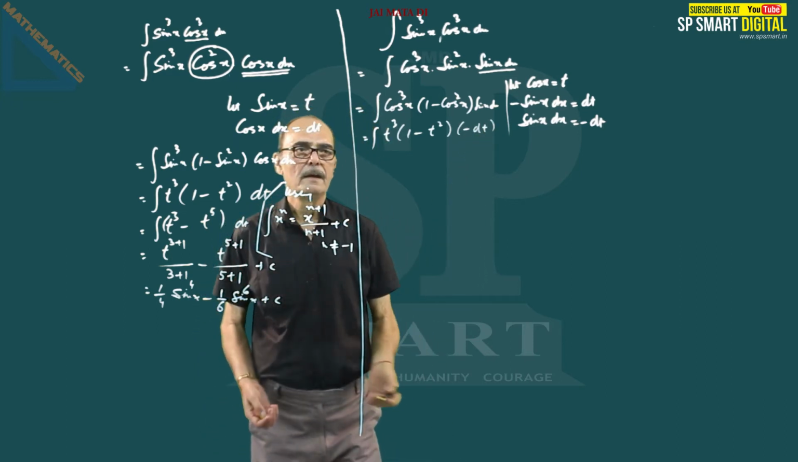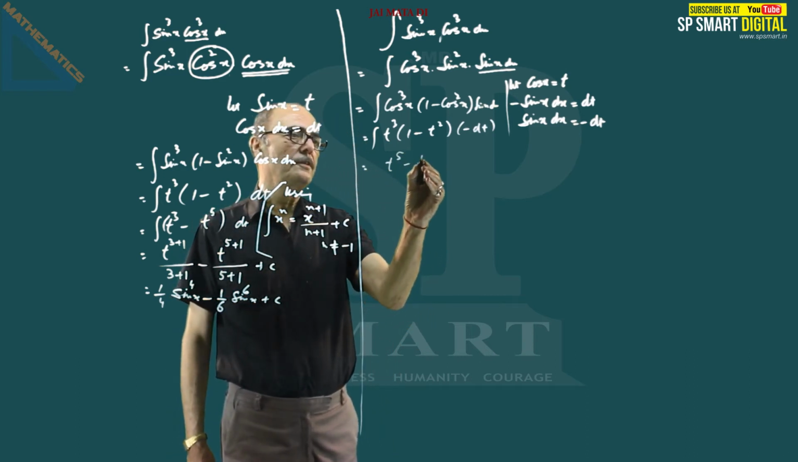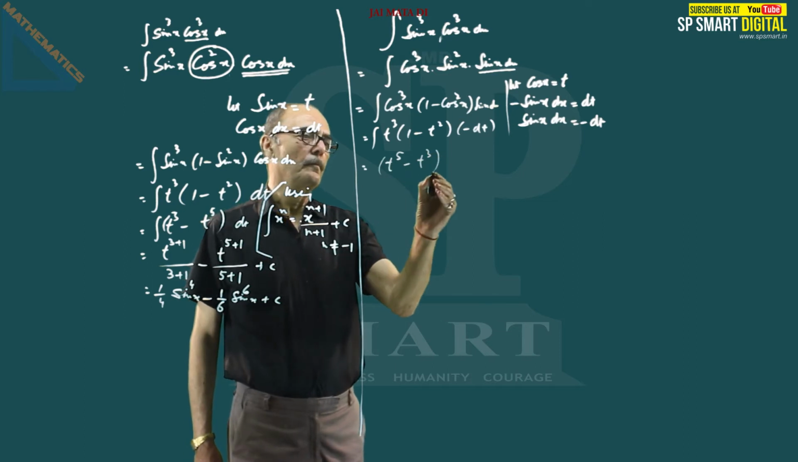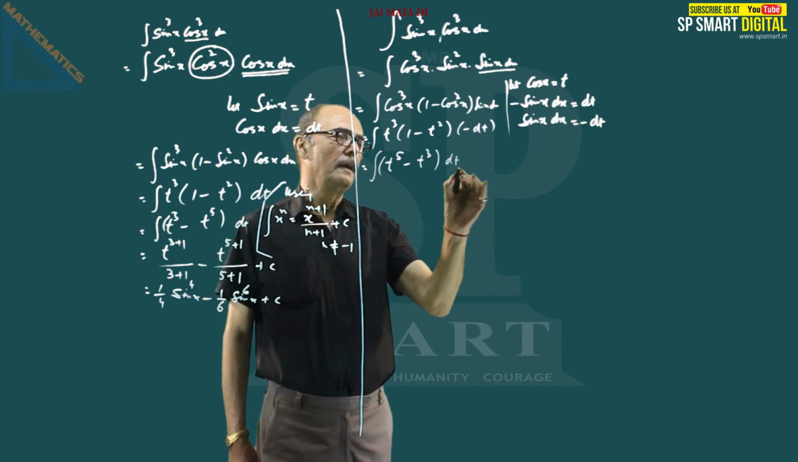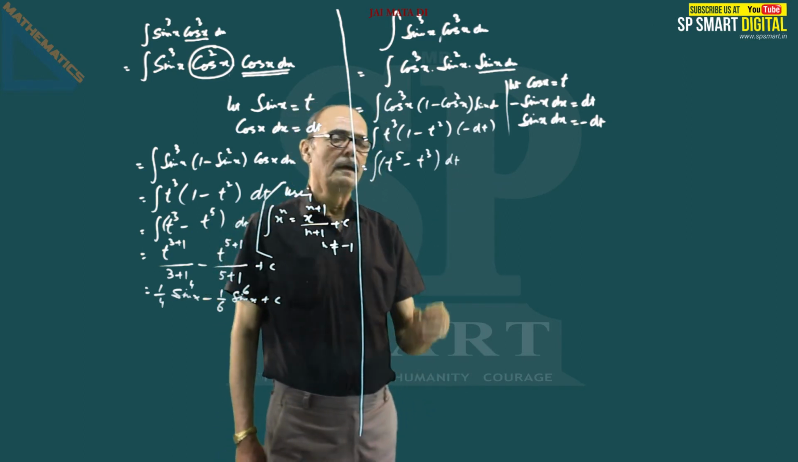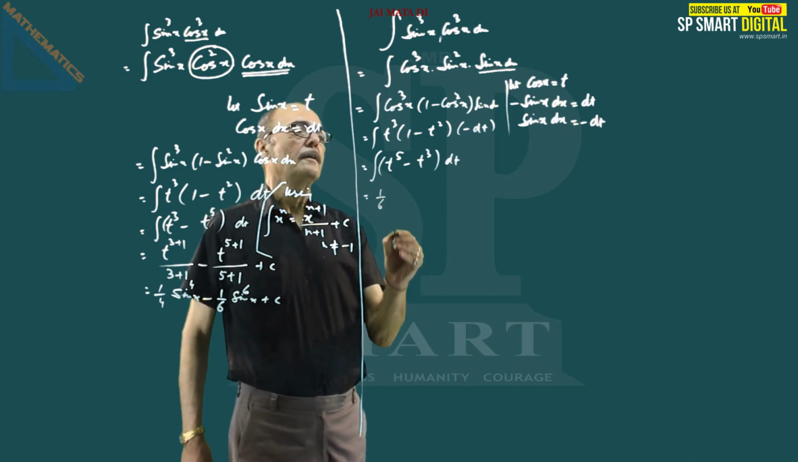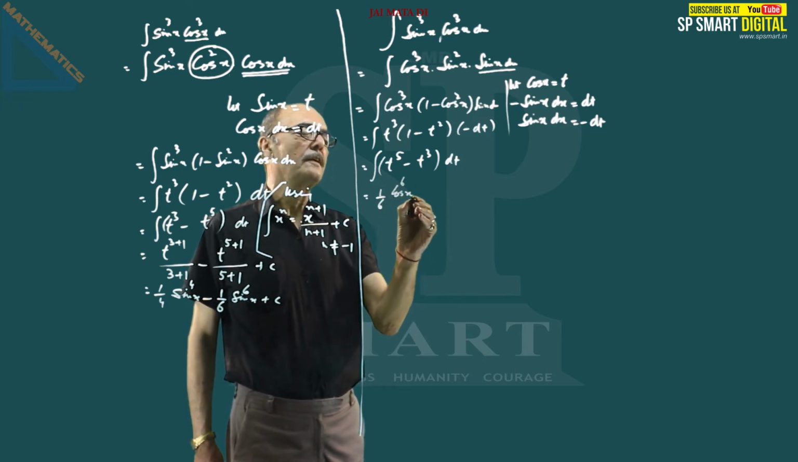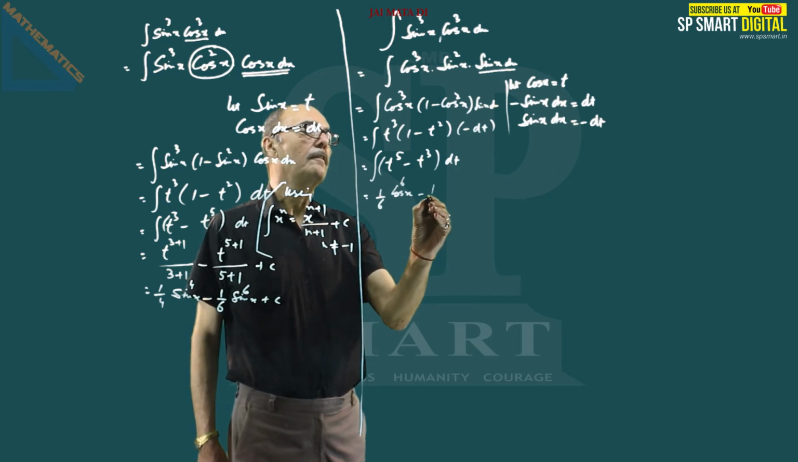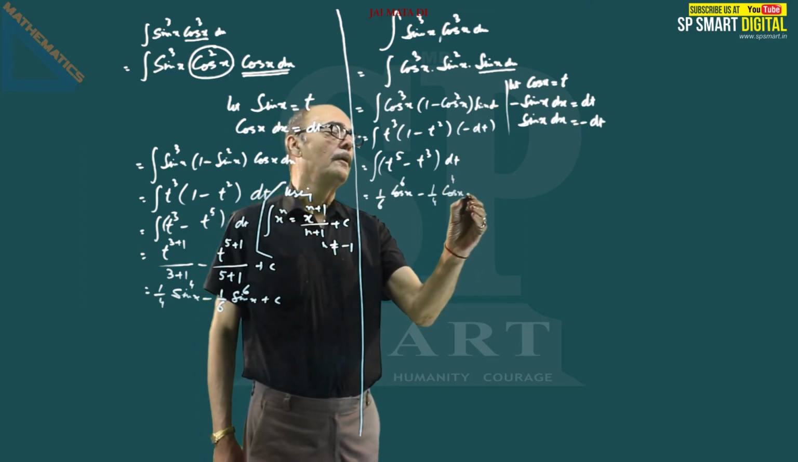In the same way, you open it, this will be t 5 minus t cube, integral of this dt, and finally, you can write 1 by 6 cos x raised to power 5 plus 1, 6, minus 1 by 4 cos x raised to power 4 plus c.